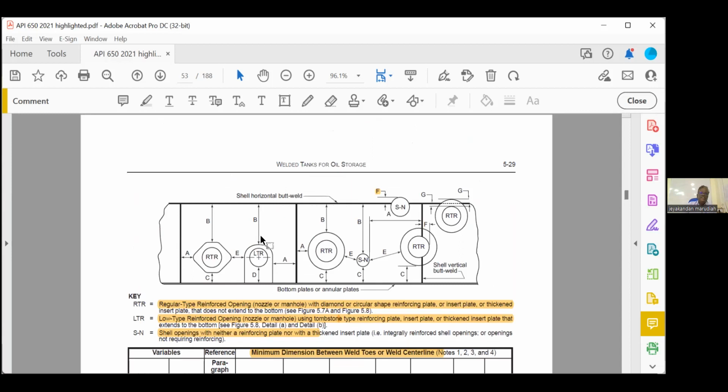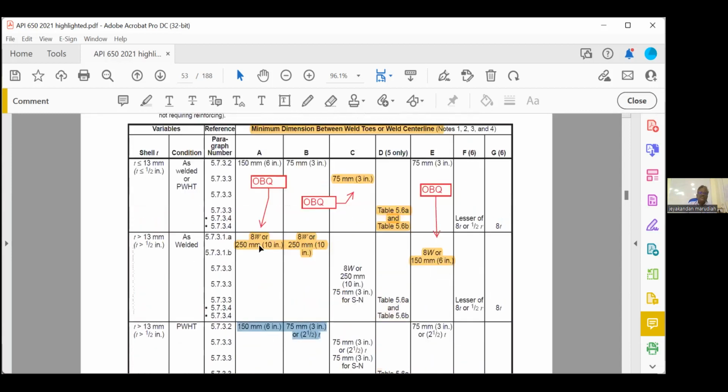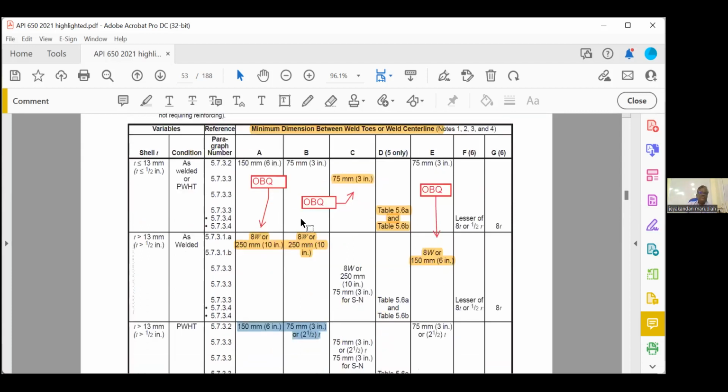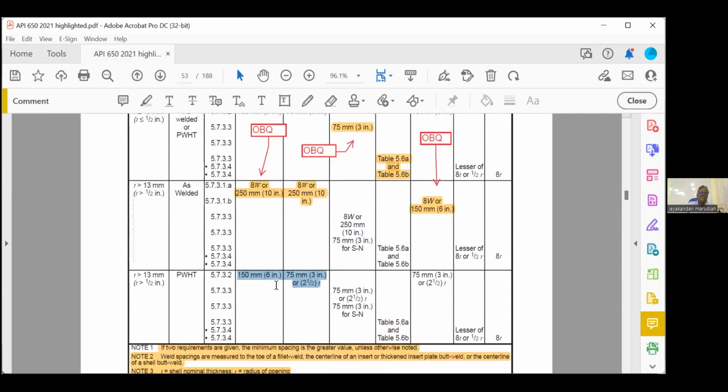Okay. B is horizontal to reinforcement. I will explain. When the thickness is less than half an inch, whether it is as welded or PWST, A is 6 inch, B is 3 inch. Very simple. But if it is as welded, when the thickness is greater than half an inch, it is 8 W, where W is the weld size, or 10 inches, B also the same. That is our question's answer. But if it is PWST, A is 6 inch, B is 3 inch or 2.5 inch.